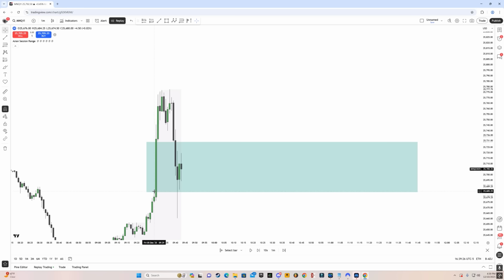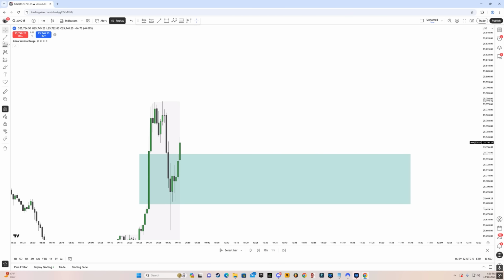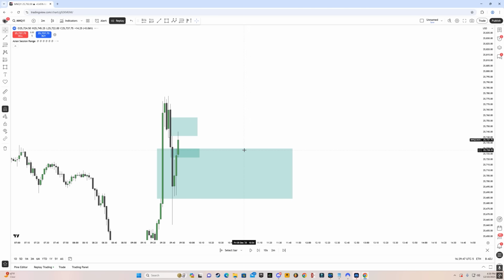So price taps into that gap. Notice how we didn't close below this first fair value gap, right? And notice that we swept this 1-minute low. We tapped into the gap. Now we have 2 fair value gaps. We have one over here, and then we have one over here. But we want to check the highest time frame. So let's check the 2-minute time frame.